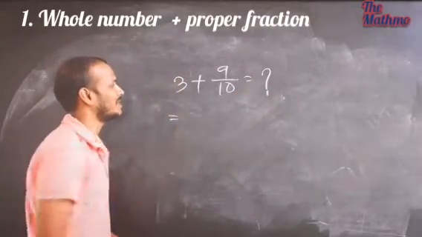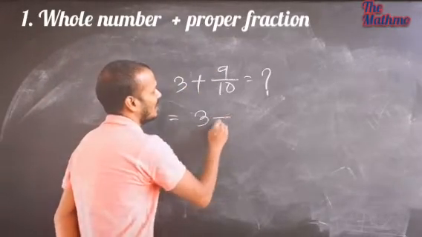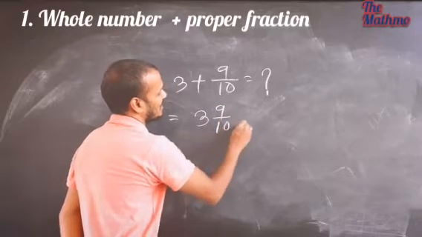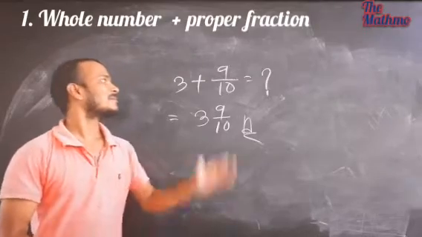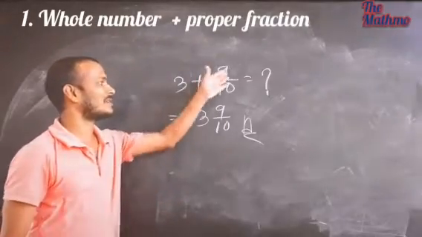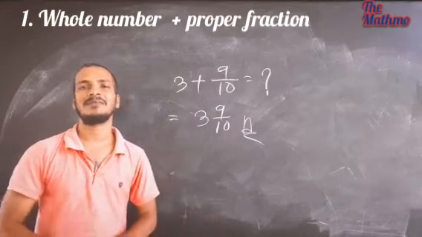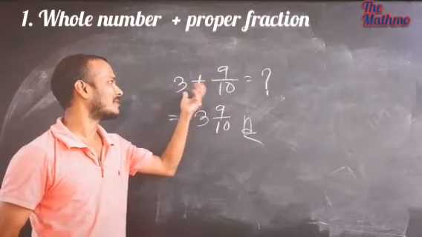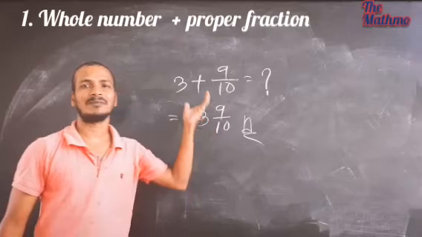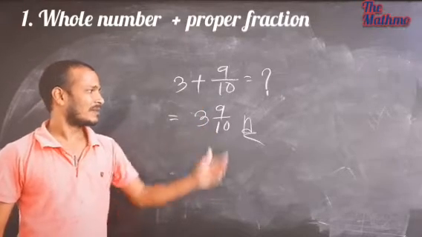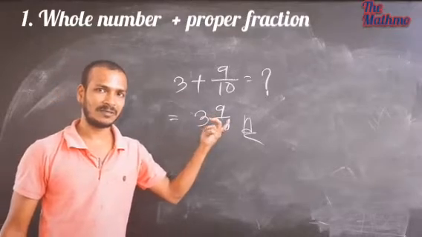It's very easy. What to do? You have to combine them. That is 3 whole and 9 by 10. That's your answer. Just combine them, 3 whole and 9 by 10. This actually means 3 plus 9 by 10. So like this you can add without taking LCM and that lengthy process. You can write the answer directly, or you know how to convert this number into an improper fraction. You can convert this also.